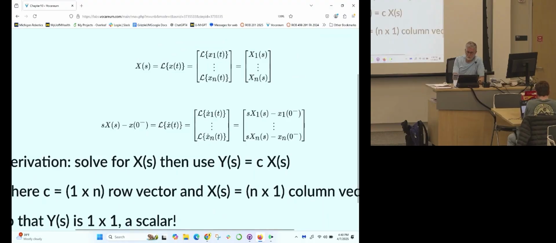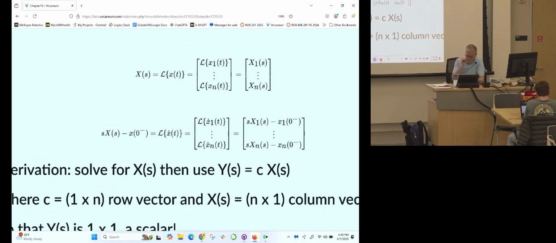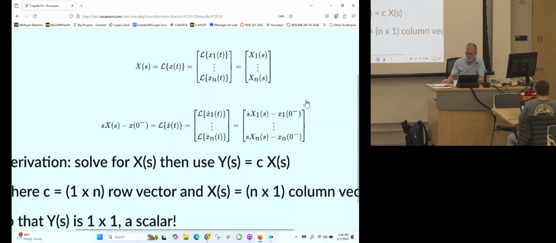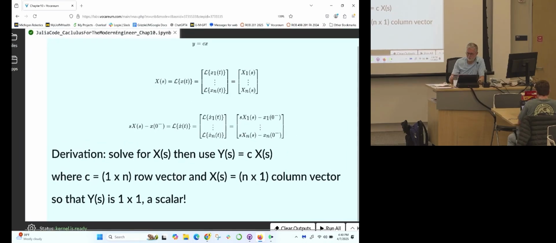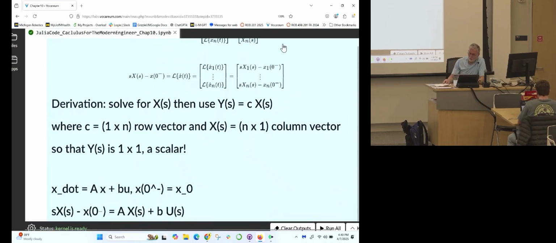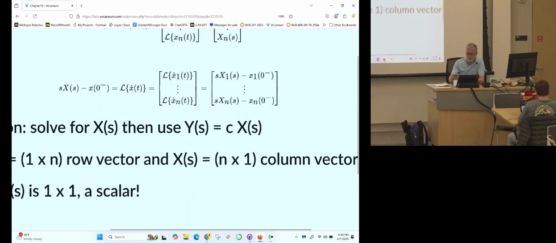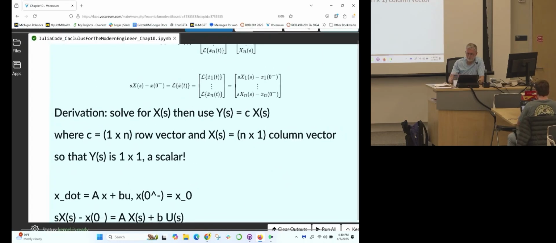It's kind of easier in this case because we don't have to worry about y double dot is s squared Y of s minus s y at 0 minus y dot at 0 minus, okay? We're always using just the first derivative when we deal with x dot equals Ax plus Bu. So that's kind of nice. We have lots more signals. We have a vector of signals, but they're all to the first derivative, and that is convenient.